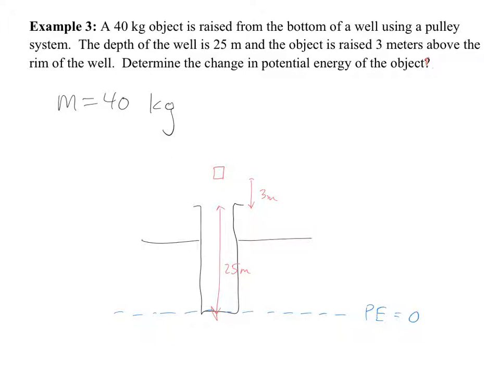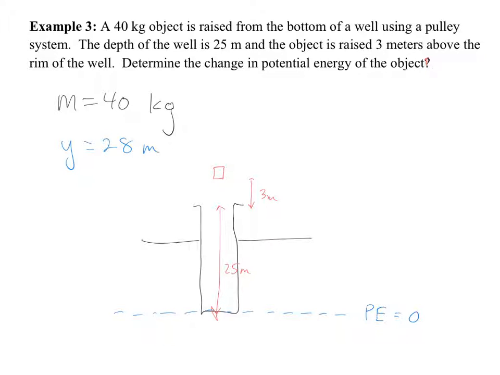Now, as a result, how far up has this object traveled to its new height? What is the distance traveled vertically? What is it? 28 meters. 28 meters it has traveled up. Because it's traveled 25 meters, the length of the well, and then another 3 meters beyond. It makes life a lot easier when you make the reference line a certain spot.